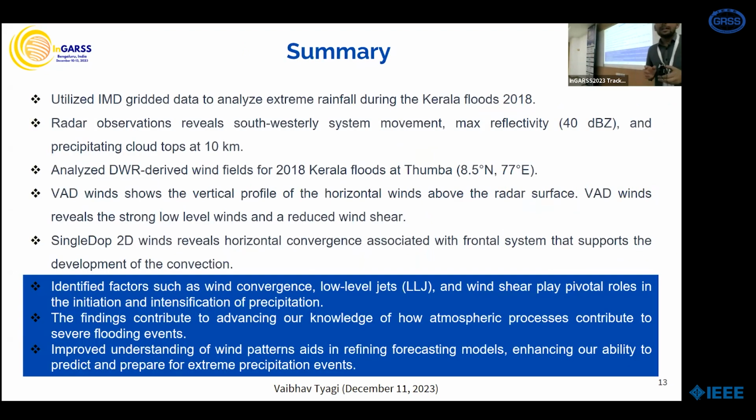To conclude, this study analyzed the 2000 Kerala floods IMD gridded data and the Doppler weather radar observation. The Doppler weather radar observation shows that the system was moving from the southwesterly direction, from the Arabian Sea to the Indian landmass, and had precipitating clouds extending up to 10 kilometers. We also extracted the DWR derived horizontal winds, and these winds are compared with the radiosonde also.